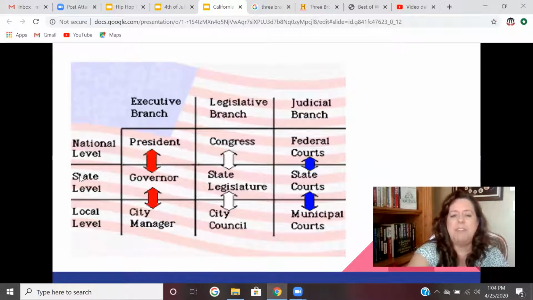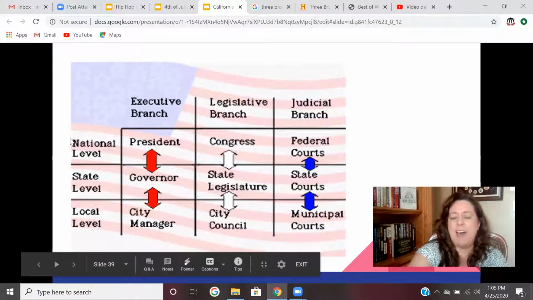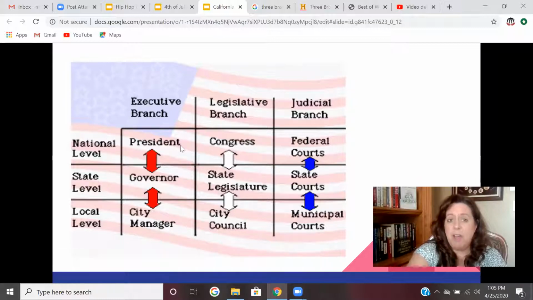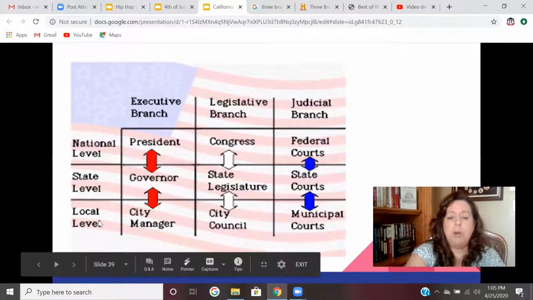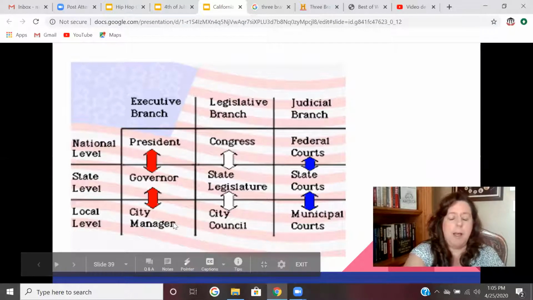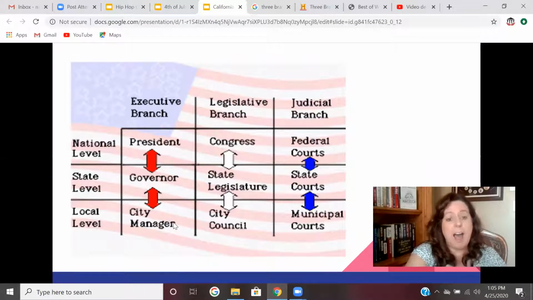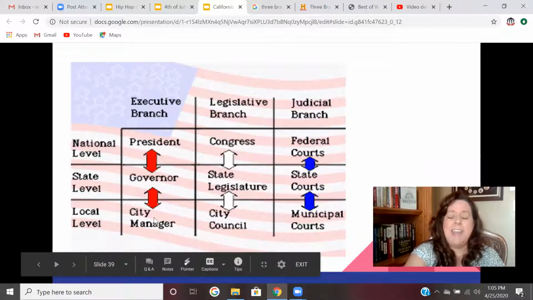But then we have the different levels. We have the national level of the whole United States, and then we have the state level, which would be like our state, California. This is a California history class. And then we have the local level, like maybe you live in Placerville, or maybe you're in Shingle Springs, or like I live in El Dorado Hills. So at each level, you have a branch.